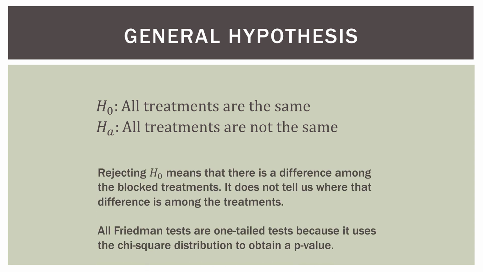So rejecting the null hypothesis means that there is a difference among the blocked treatments. It does not tell us where that difference is among the treatments. That would require some sort of post hoc analysis, which I might get to later in this playlist for the non-parametric methods. Now, all Friedman tests are one-tailed tests because it uses the chi-square distribution to obtain a p-value. And over the next few slides, you'll see why that is.